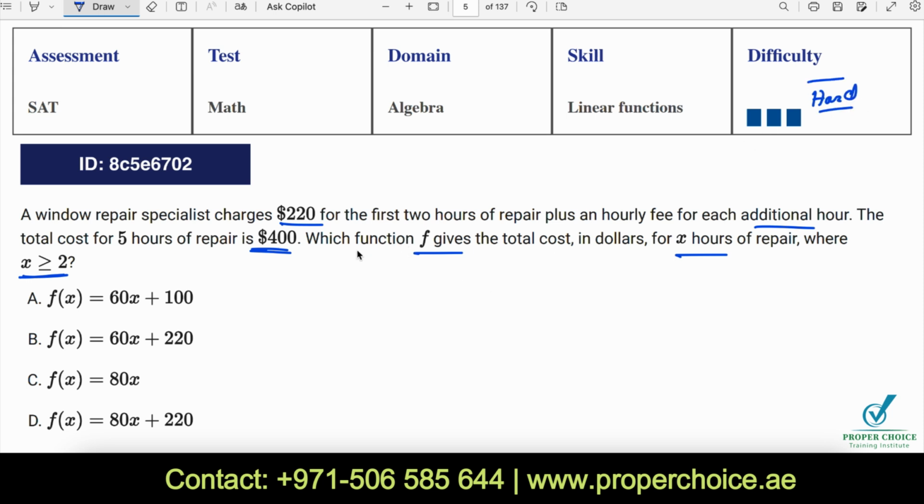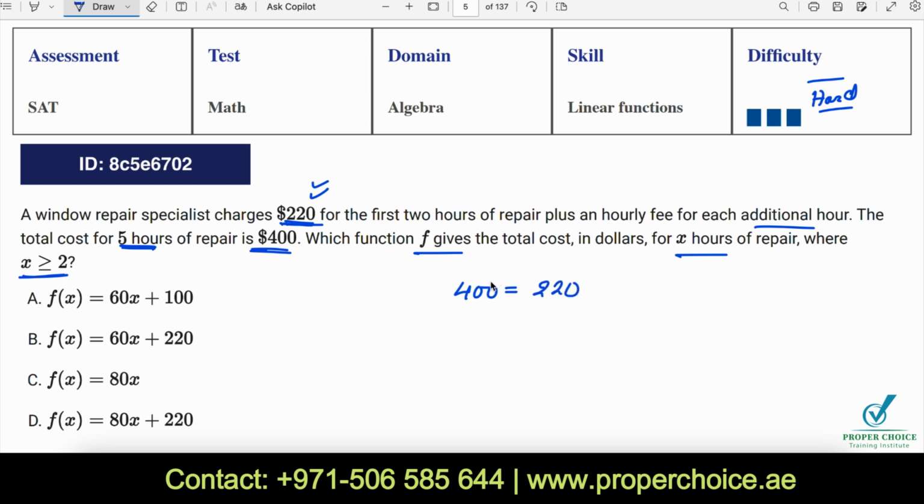So we have to set up an equation for it. First, as they clearly give us, when a person is working for 5 hours, he is getting $400 as the total charge. So first he will be charging 220 for the first 2 hours, and the remaining is for the number of hours. So what we can do is calculate how much per hour he is charging apart from this 220. How do you do that? Set up an equation.